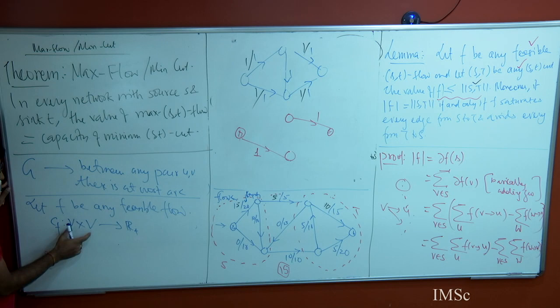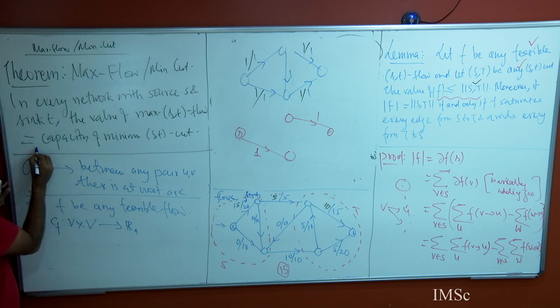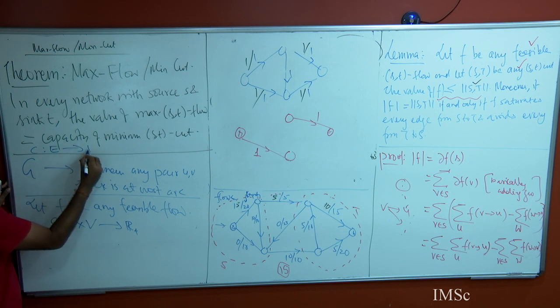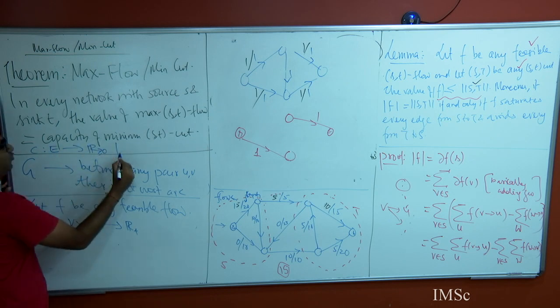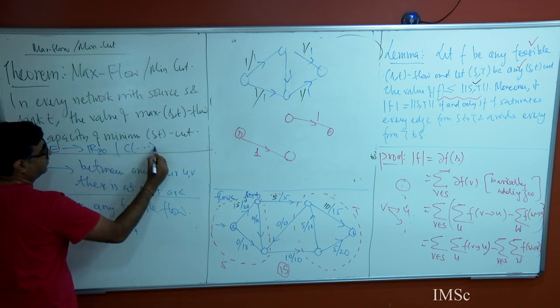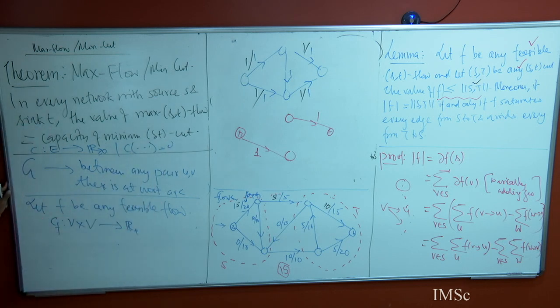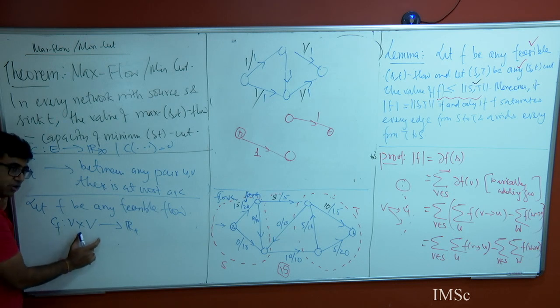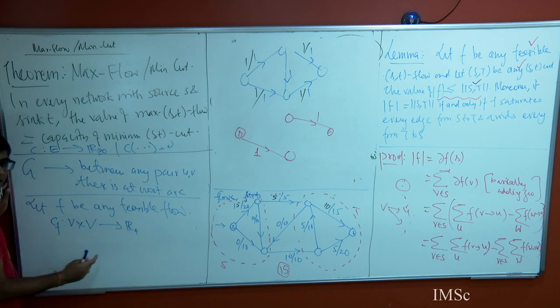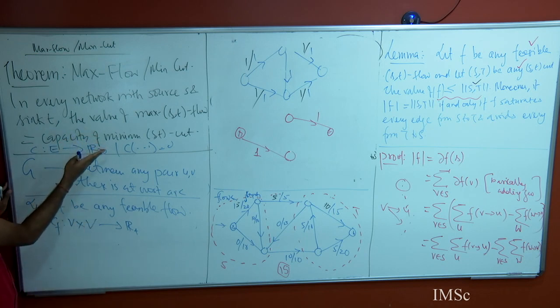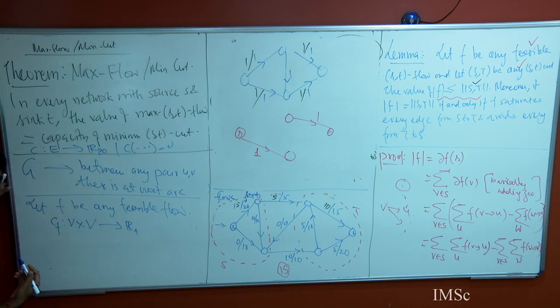Notice that the capacity function was from edges to R positive, right? And you can assume that capacity for other edges is equal to 0 for all that you care. It doesn't matter. But for the residual capacity, I need to define it from V cross V to R positive, because in the residual network I might have edges which are not present in the original graph. Important point.